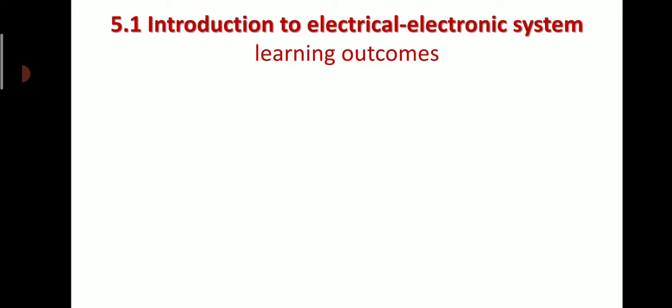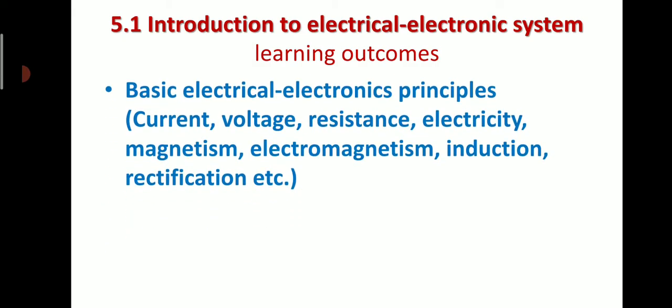Starting with the learning outcome, the name of this particular point is 5.1 Introduction to Electrical Electronic System. If you want to study these electrical and electronic components, then we must understand the following terms. What are they? Principles of current, voltage, resistance, electricity, magnetism. What is electromagnetism? What is induction? What is rectification? So these are very basic terms.